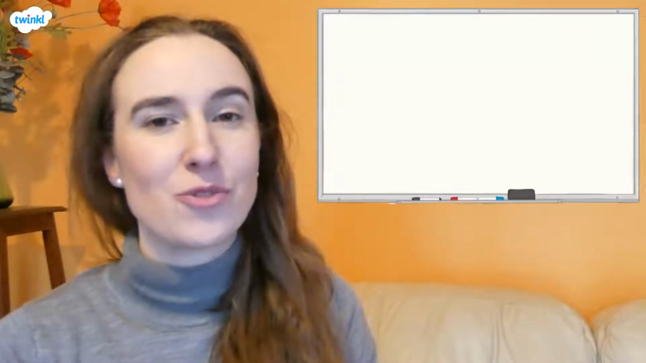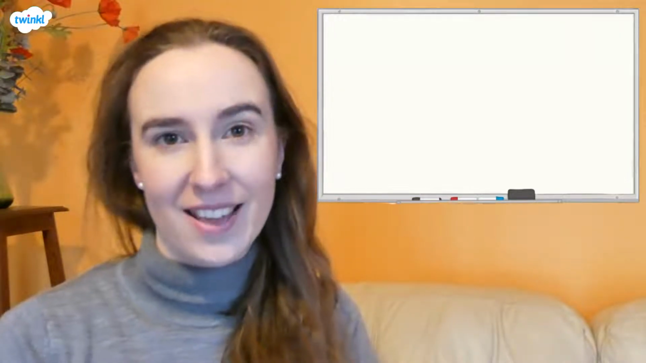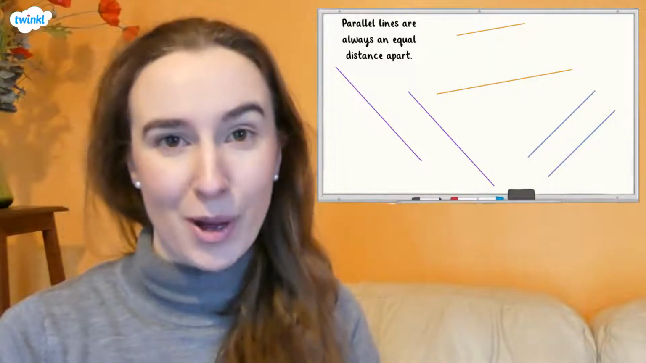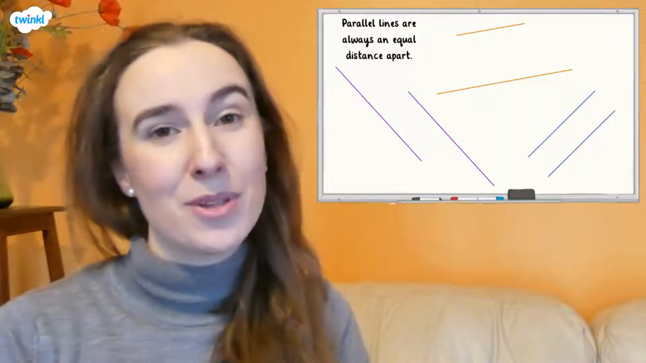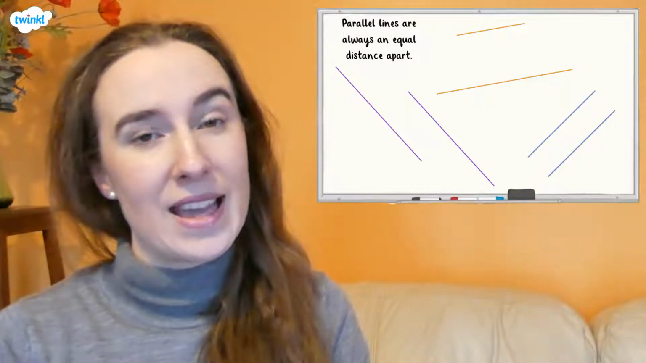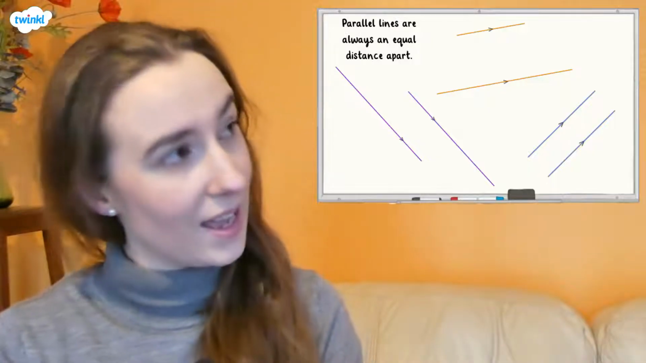Before we start, let's recap the definition of parallel. If lines are parallel, it means that they are always an equal distance apart. Here are some examples of parallel lines. Parallel lines are sometimes marked with an arrowhead halfway along the lines, like this.